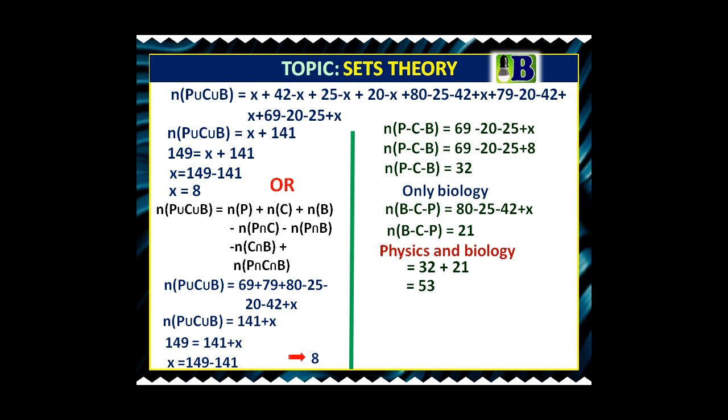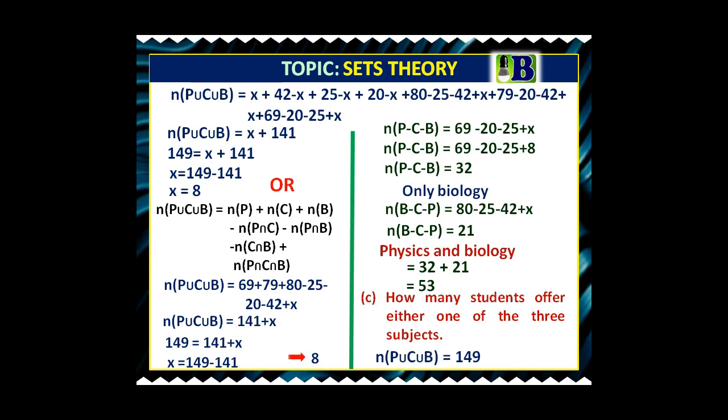Then the C aspect of the question is asking us to look for how many students offer either one of the three subjects, which is equal to 149.